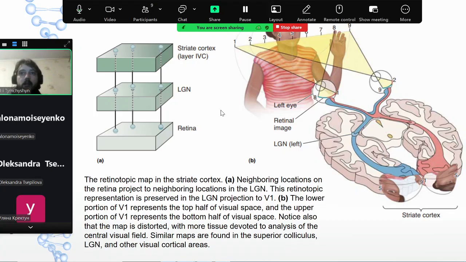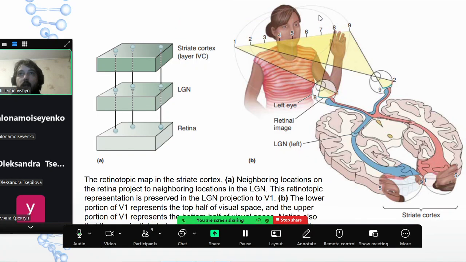So the thing is that neighboring locations on the retina project to neighboring locations in the LGN. This retinotopic representation is preserved in the LGN projection to V1, that's a layer of the visual cortex. The lower portion of V1 represents the top half of visual space. So here you see these representations, the image that the eyes see, and here is how it is represented in the visual cortex.